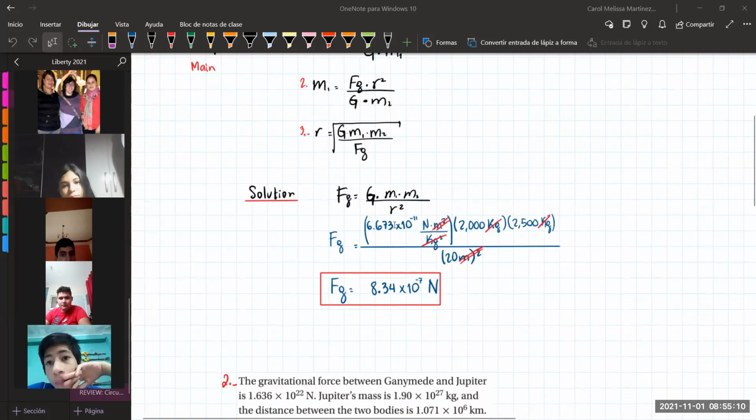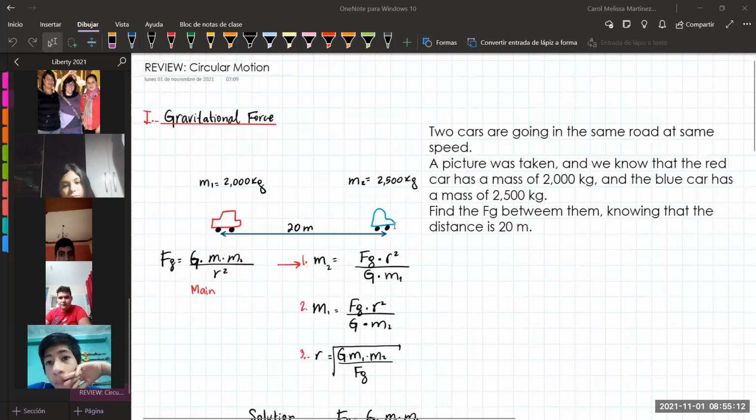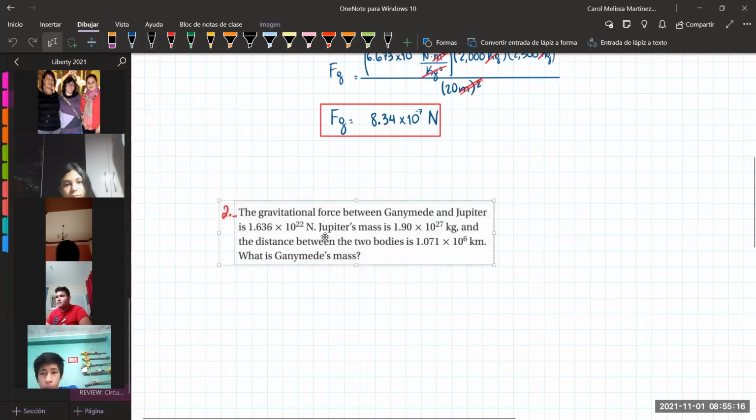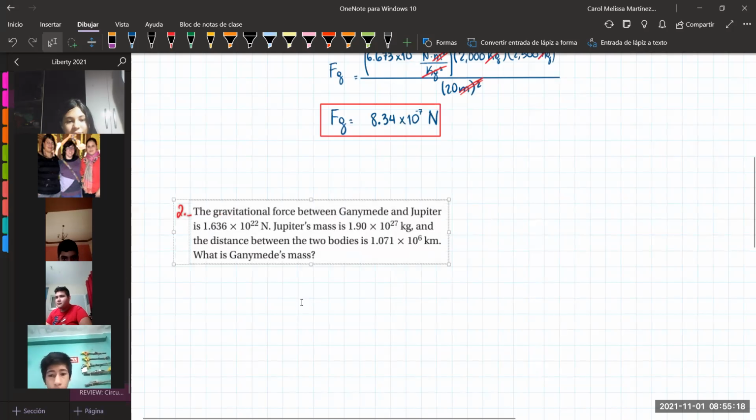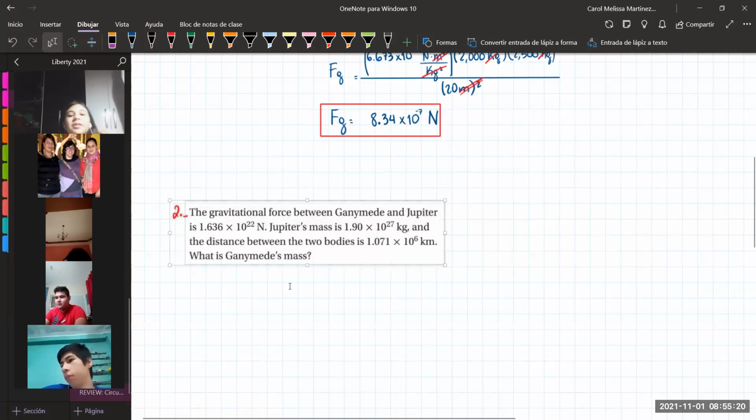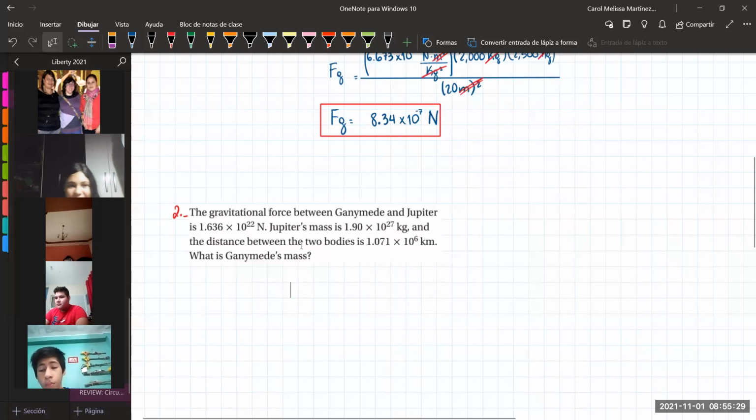Let's try. Okay, this is an example for gravitational force. Same topic, but now we're going to look for something different. Tell me, Karen. I was about to ask you if you can make one looking for mass. Exactly. This is one where we need to look for mass. So this is exactly that kind. I knew it. I knew that you were going to ask for it. That's why it is already there.